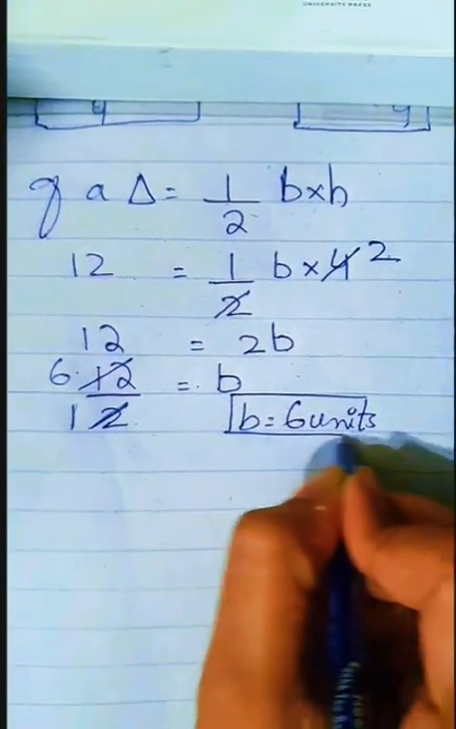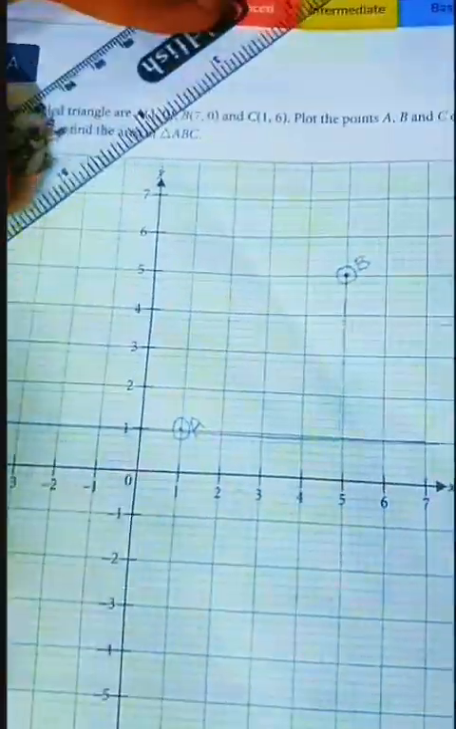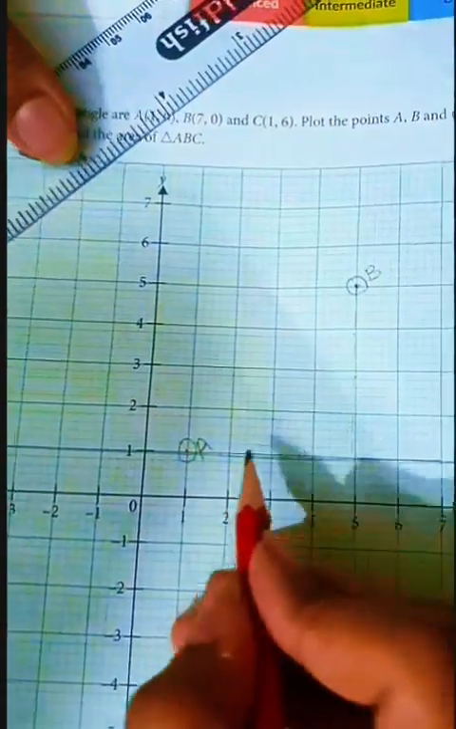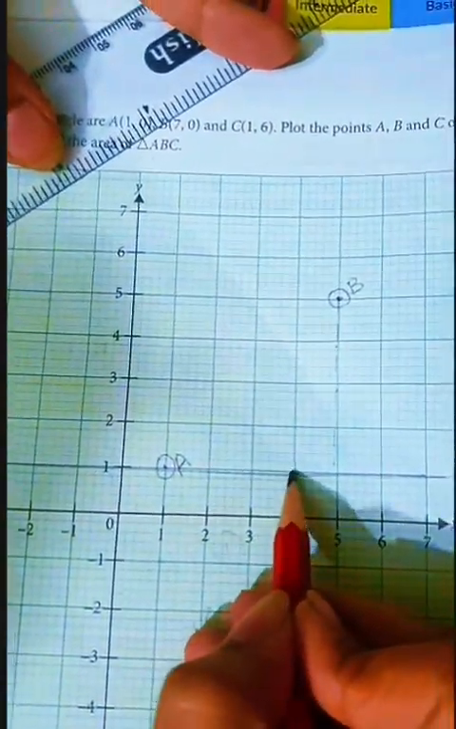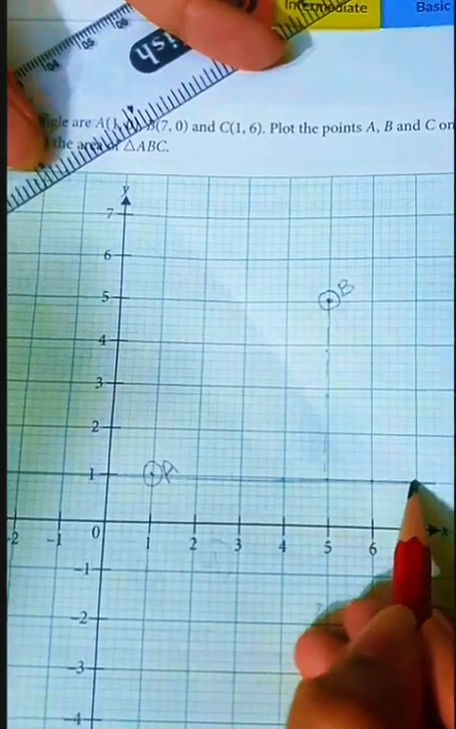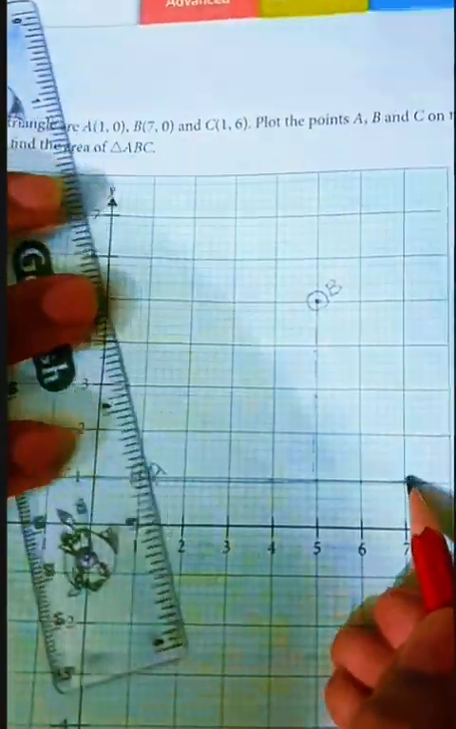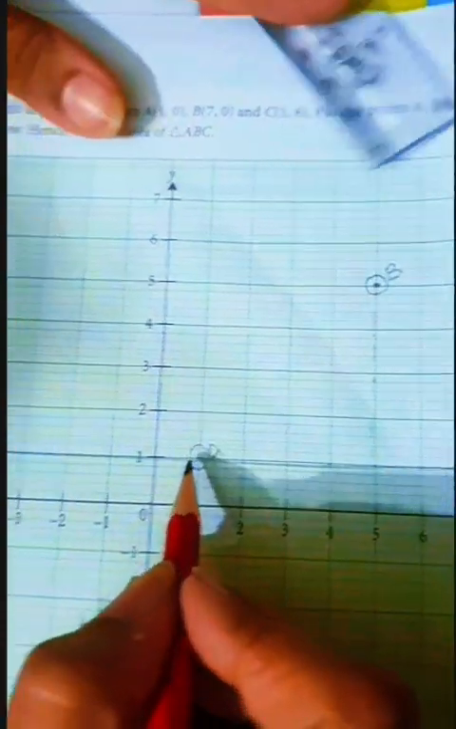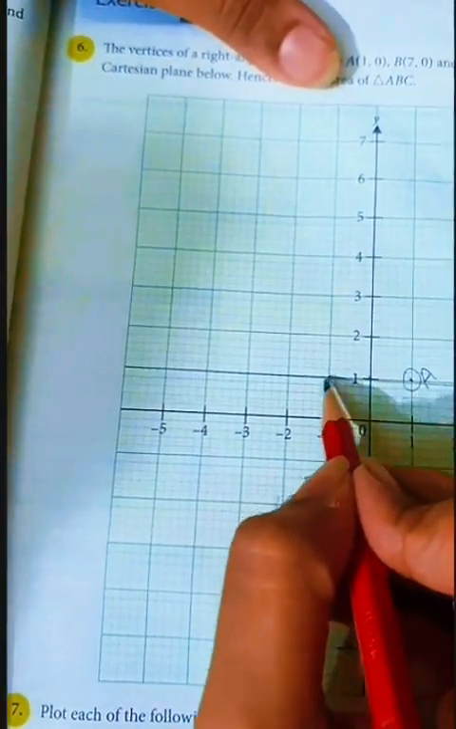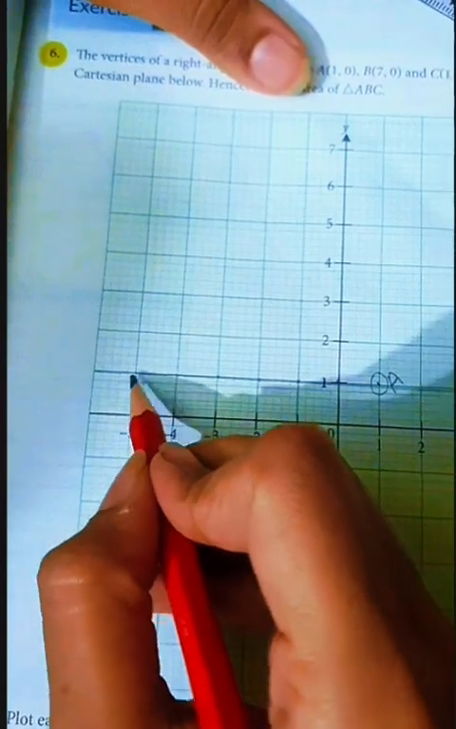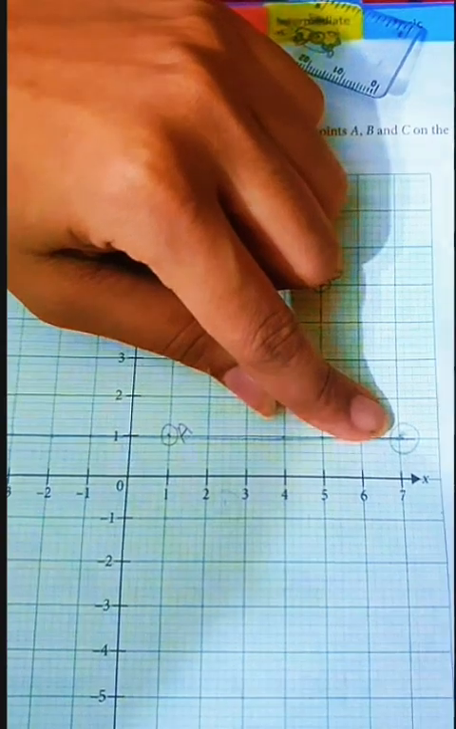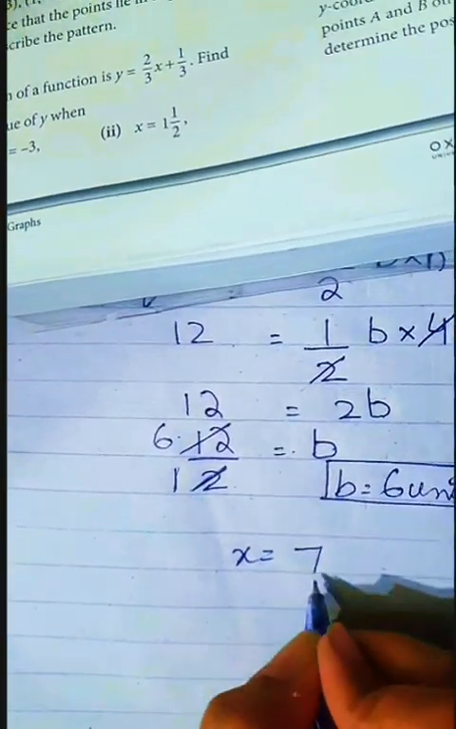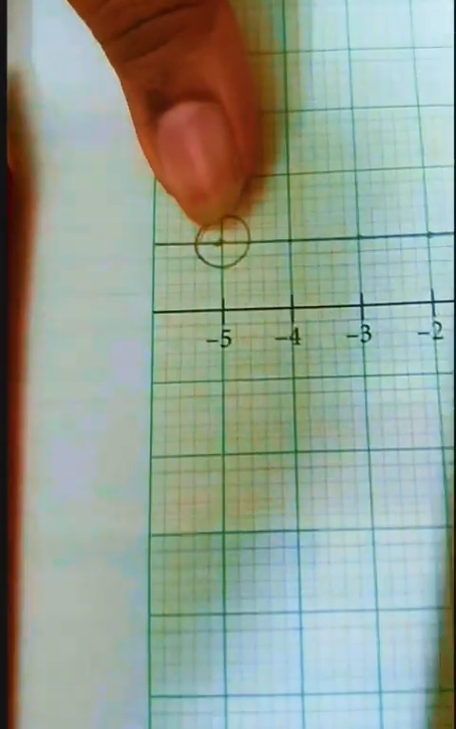So we know that 6 units can be on the positive side and it can be on the negative side. So we count 1 unit, 2, 3, 4, 5 and 6. So it can be this point or it can be 1, 2, 3, 4, 5 or 6 on the other side. Then what will be our final answer? The x coordinate may be 7 or it can be -5.